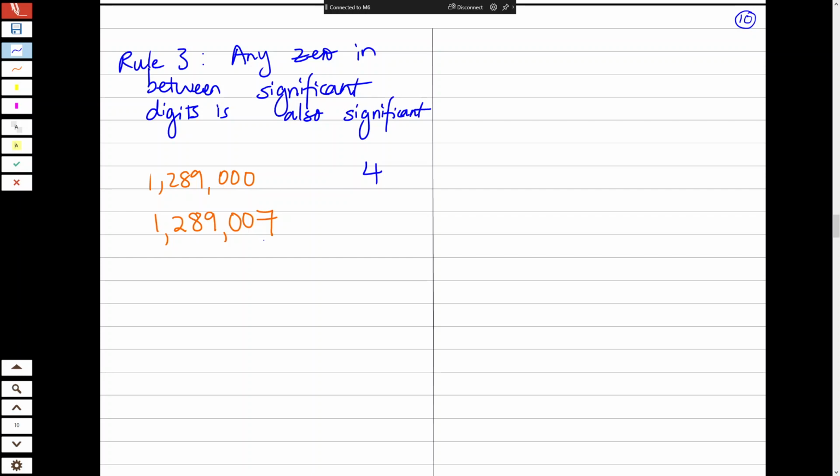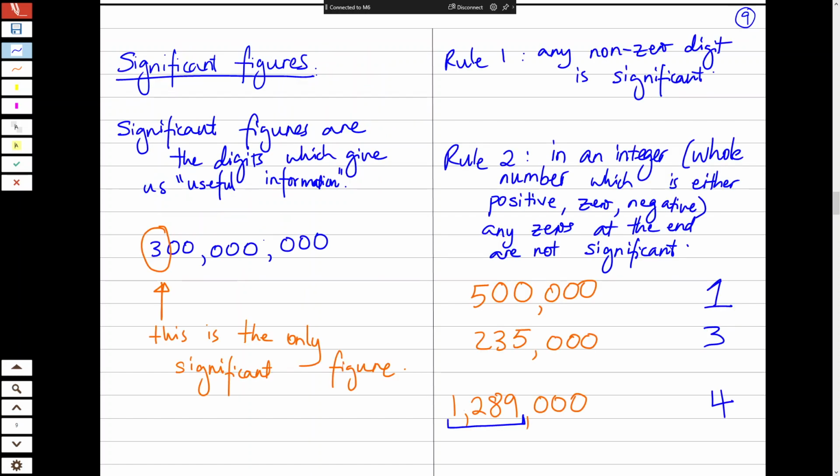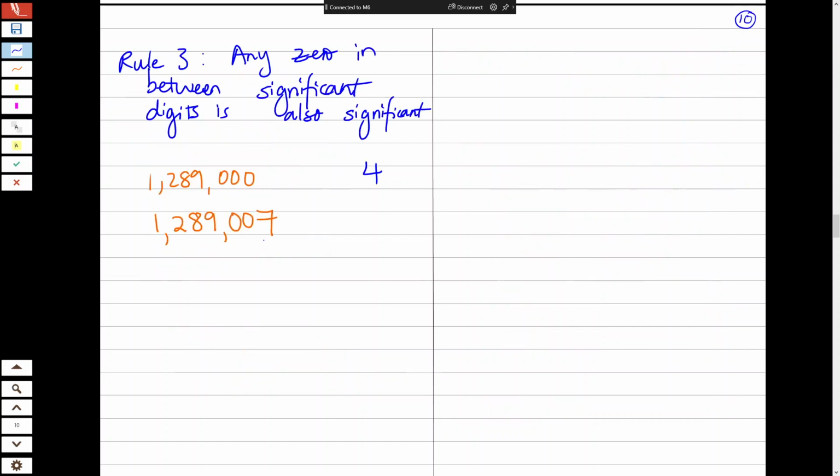Lockie has asked a good question. Do we include the 7 as a significant digit? What do you think? Damon, you're nodding your head. Why? Because it's a non-zero. Right. Rule number 1: any non-zero digit is significant. So that's the answer to your question. We're going to count 7 as significant. 1, 2, 8, and 9 are also non-zero, so those ones are significant as well.